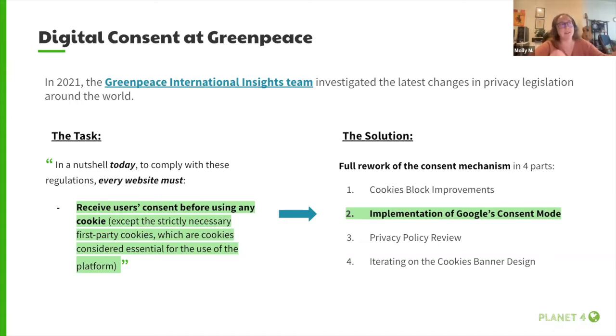And in their work, they identified a gap with Greenpeace's digital presence, which is that in order to comply with these regulations, every single Greenpeace website must receive users' consent before placing any cookie, with the exception of strictly necessary first-party cookies that you need in order for the website to run at all. But this does impact our analytical cookies and our advertising cookies. So we needed to make sure that there's something in place that stops if somebody does not want their cookies to be tracked. If they go onto a website and they say, no, I do not consent to my cookies being tracked, then that is being respected.